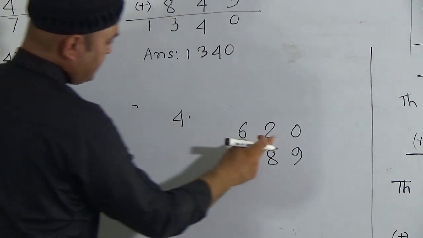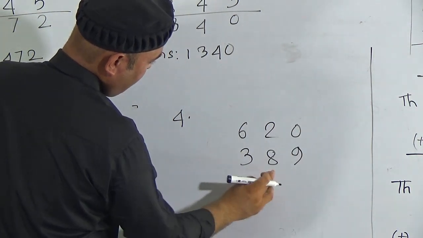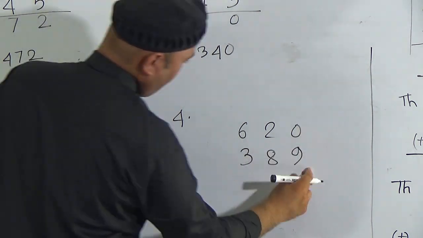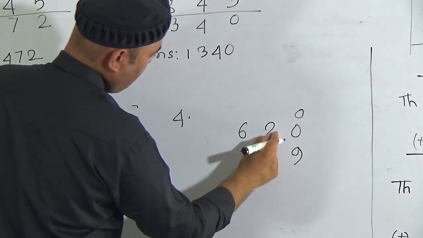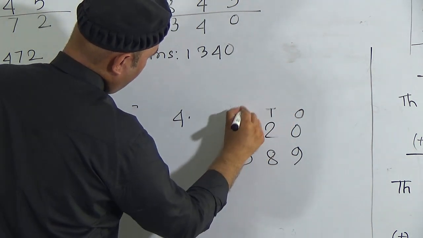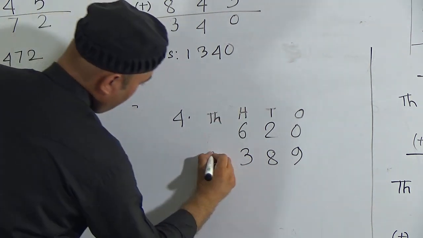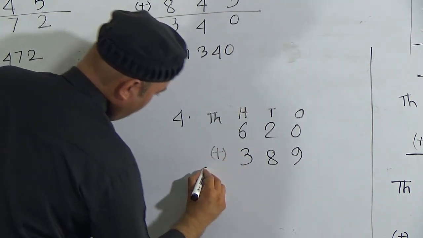Look, here is the last one, question number 4. 620 is the top number and 389 is the bottom number. 0 and 9 is ones place digit, 2 and 8 is tens place digit, 6 and 3 is hundred place digit, and here remaining thousand place digits. Now put an addition sign and draw a line.